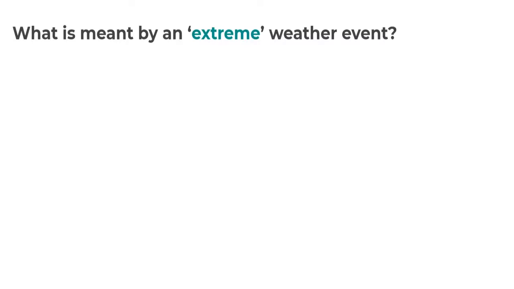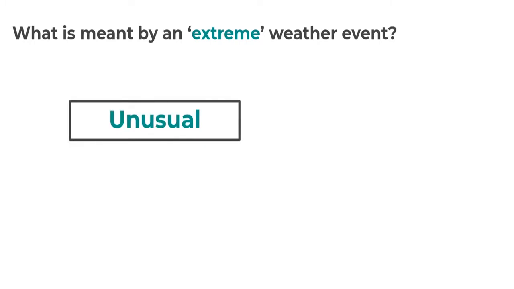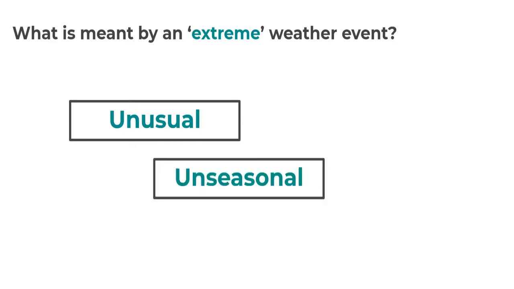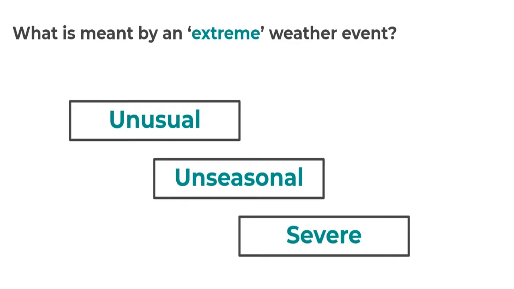When we refer to a weather event that is extreme, we regard it as being extreme if it fulfills one or more of the following criteria. If the event is unusual, so out of the ordinary or above or below average. If it is unseasonal, so perhaps the event takes place at a time of year that wouldn't be expected, so a snowstorm in summer, for example. And if the event is regarded as severe, so it has quite significant consequences, then we may regard this event as being an extreme weather event.